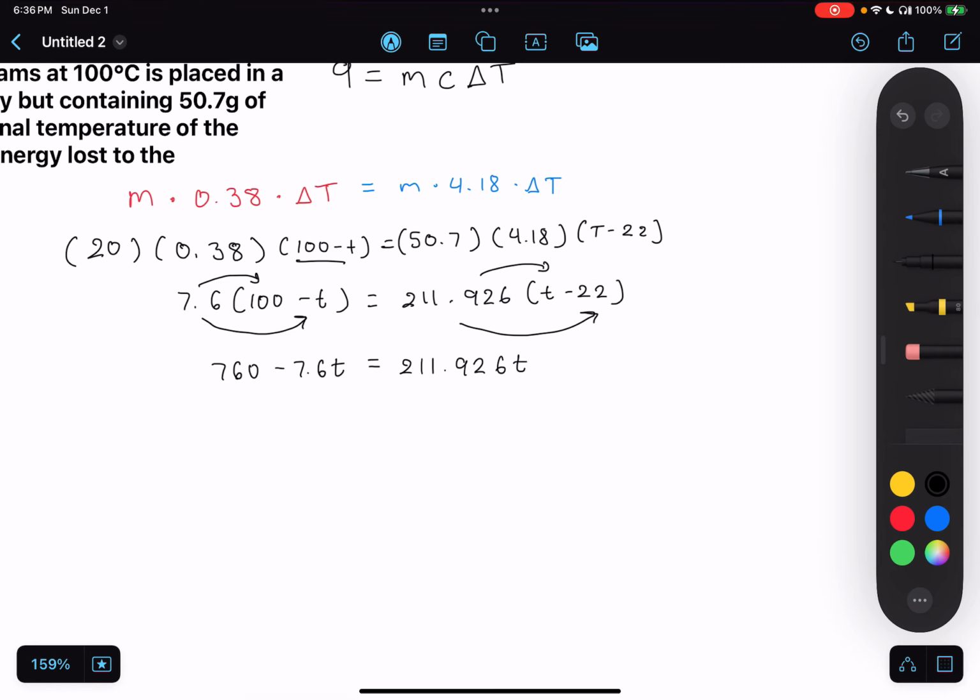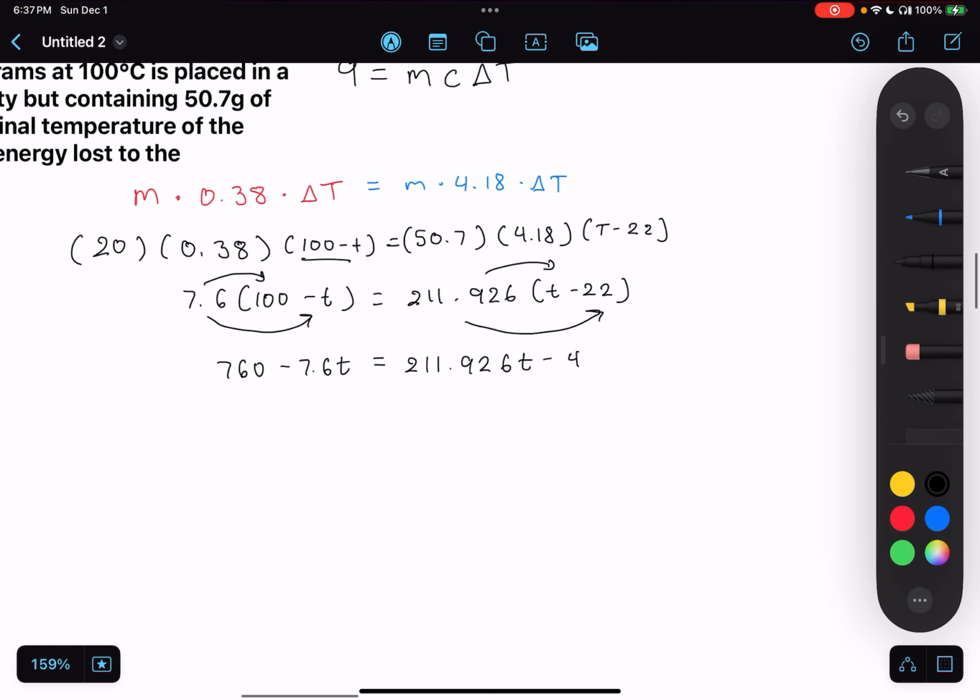T times, well, minus, but I gotta figure out how much this is. 22 times 211.926. And we got minus 4,662.372. I remember these numbers just came from distributing the multiplication of these numbers. Distribute it like that, like so. And then you end up with this.